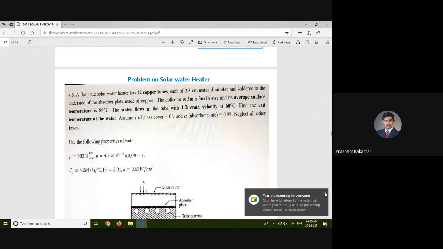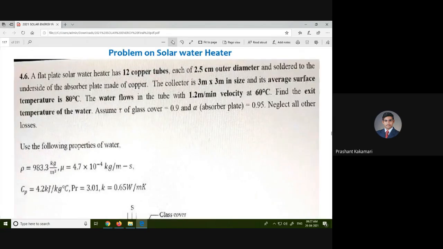Yes. So coming to the next numerical on flat plate collector, or the liquid flat plate collector. Here it is given that a flat plate solar water heater. So whenever this solar flat plate water heater is given, one has to recall this liquid flat plate collector geometry and other details. Then they have given the number of tubes. That is 12 copper tubes are there.